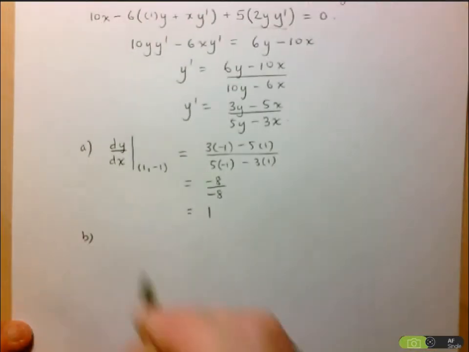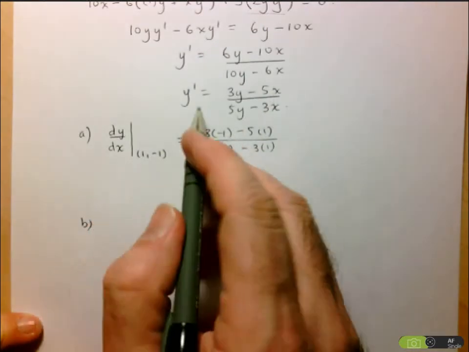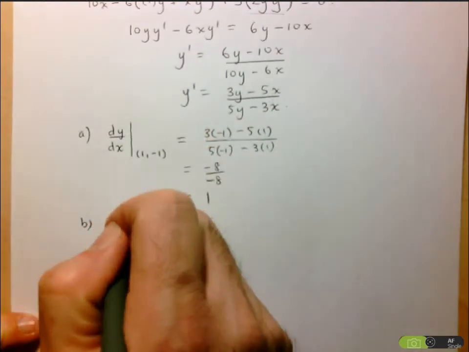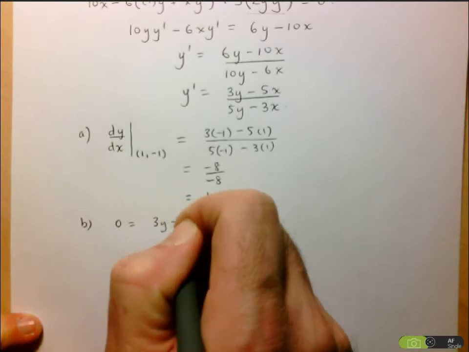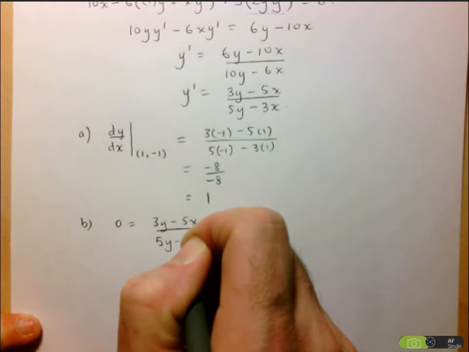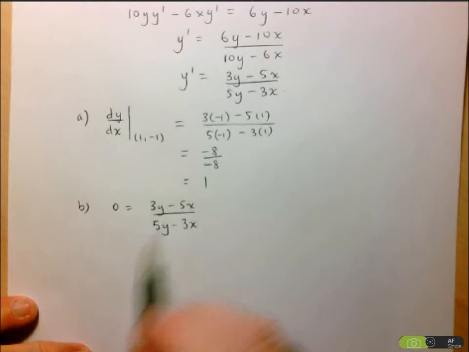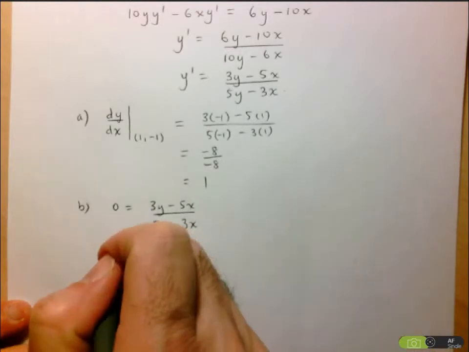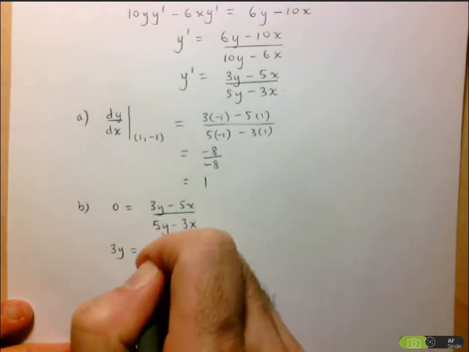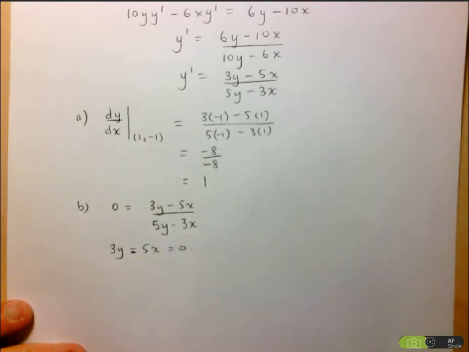So here we want to know when the slope of the tangent is 0, since that's where the tangent will be horizontal. So we take our derivative and set it to 0. So we've got 0 equals (3y minus 5x) over (5y minus 3x), and since this is a fraction, it can only be equal to 0 when the numerator is equal to 0. So we have that 3y minus 5x has to be equal to 0.